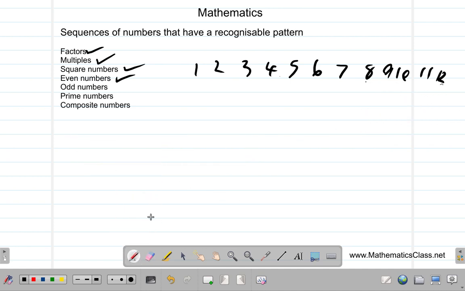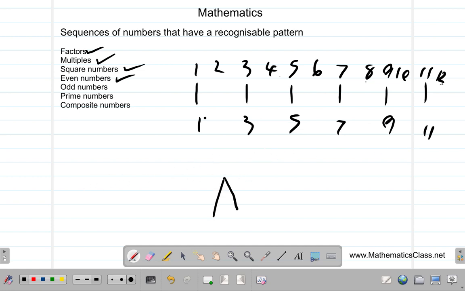So the odd numbers: 1, 3, 5, 7, 9, 11, and so on and so forth. The odd numbers make the seesaw tip to one side.